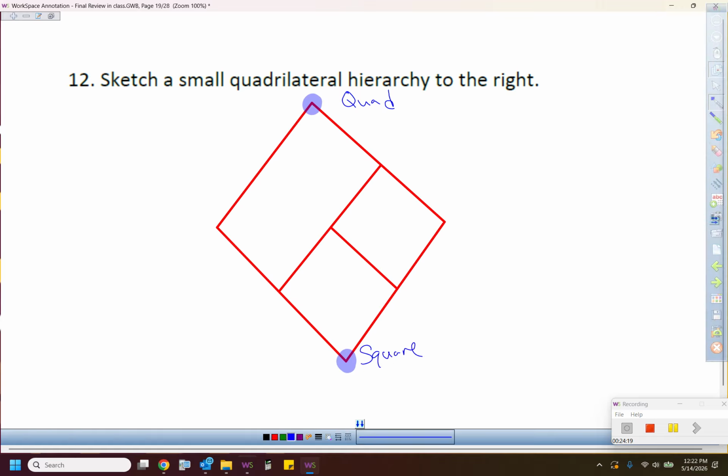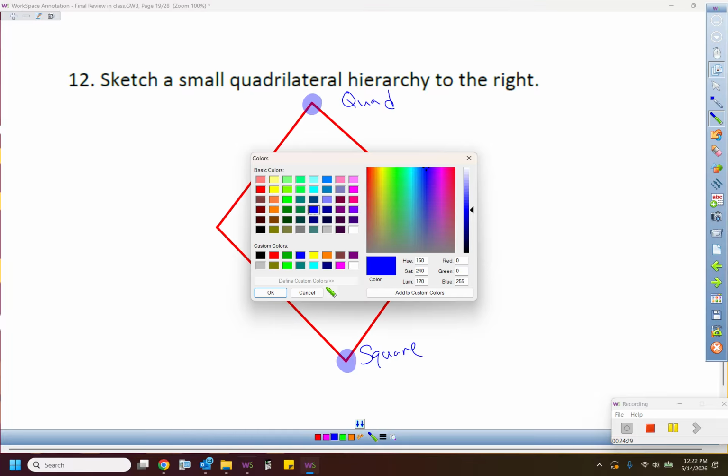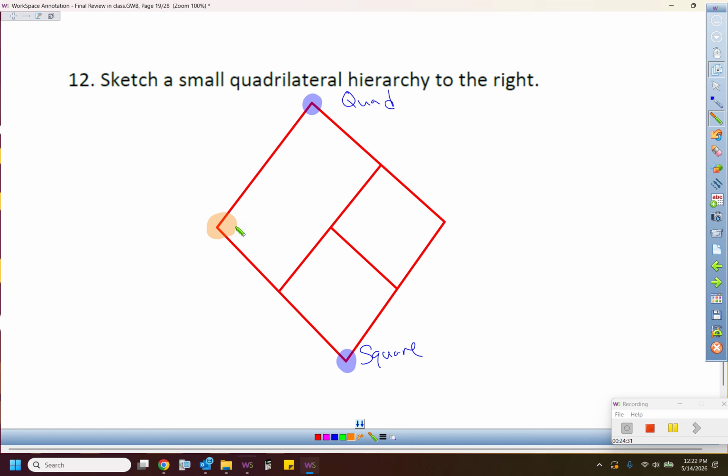Remember, hierarchies go from least specific at the top to more and more specific as you go down. Then I've always taught this. There's also this one oddball in the family. He was way out here in left field. Do you remember who that guy was? The oddball way out in left field. He is the kite.